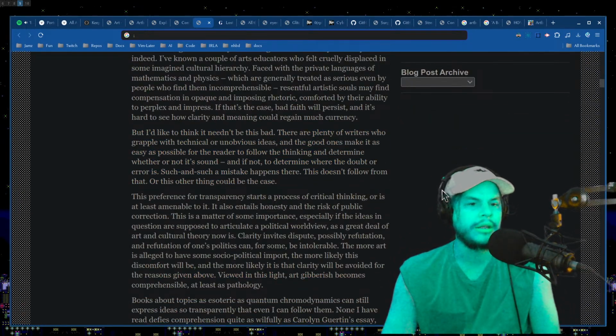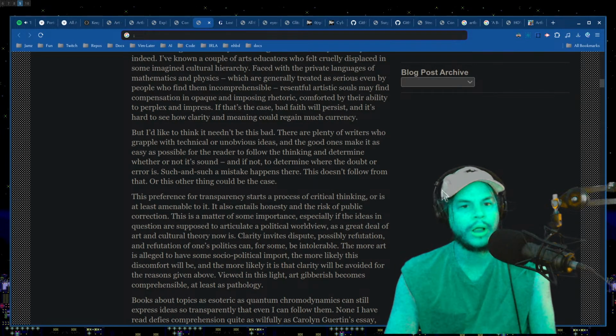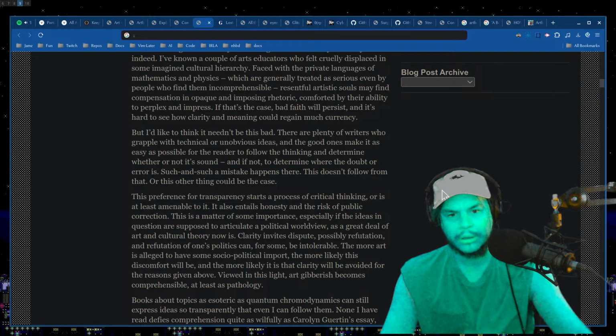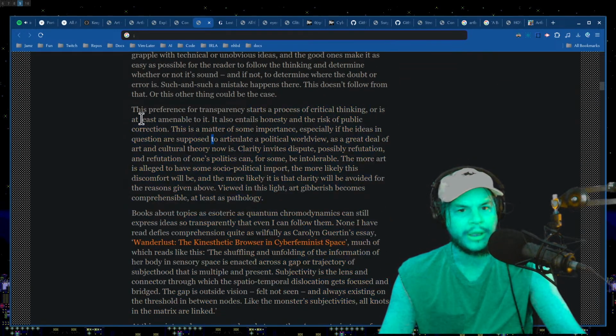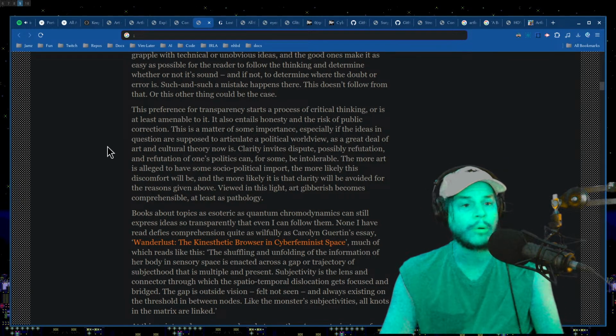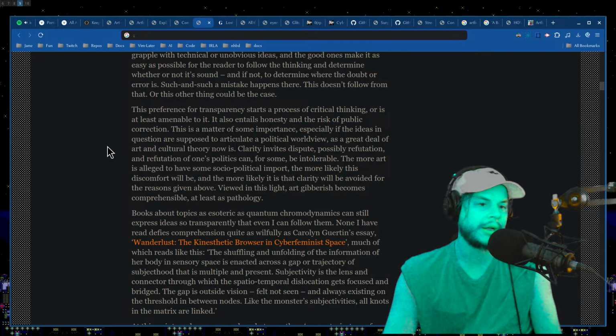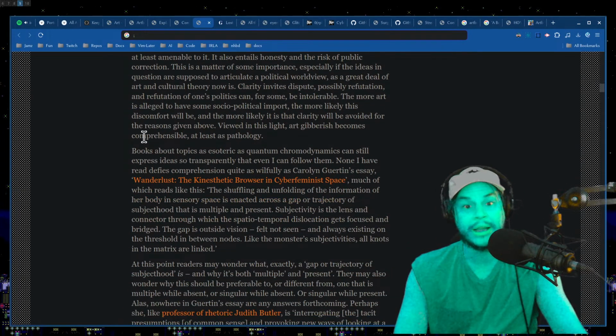But I like to think it needn't be this bad. There are plenty of writers who grapple with technical or unobvious ideas, and the good ones make it as easy as possible for the reader to follow the thinking and determine whether or not it's sound. And if not, determine whether the doubt or error is such and such. Can a mistake happen here? This preference for transparency starts a process of critical thinking, or it is at least amenable to it. It also entails honesty and the risk of public correction. This is a matter of some importance, especially if the ideas in question are supposed to articulate a political worldview, as a great deal of art and cultural theory is. Clarity invites dispute, possibly refutation of one's politics, and for some can be intolerable. The more art is alleged to have some socio-political import, the more likely this discomfort will be. The more likely it is that clarity will be avoided for the reasons given above. Viewed in this light, art gibberish becomes comprehensible, at least as pathology.